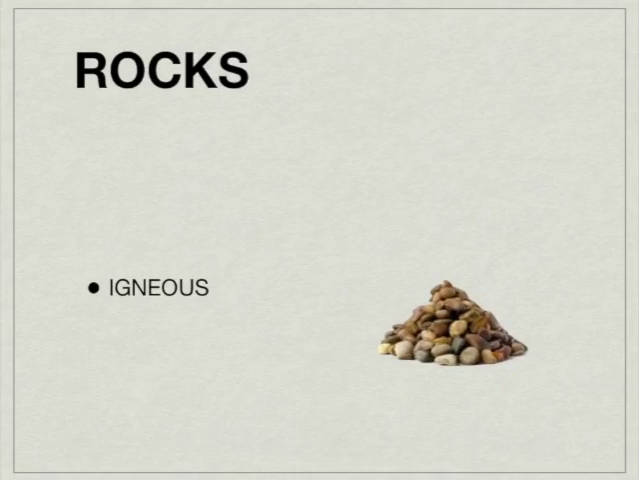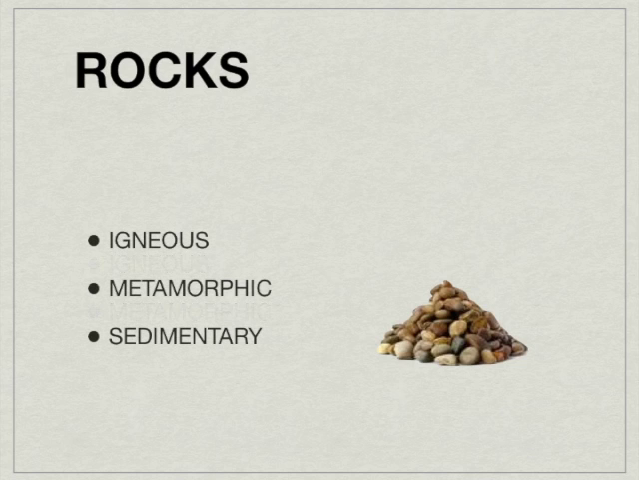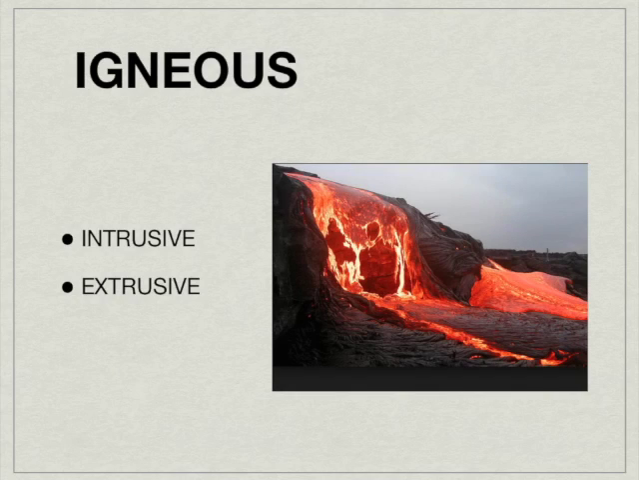All normal weight aggregates come from rocks, and rocks come in three basic types: igneous, metamorphic, and sedimentary. Let's take a look at each of these individually. Igneous rocks can be considered intrusive or extrusive. The difference is where the rock was formed. If the rock was formed below the Earth's surface, it's considered an intrusive igneous rock, and if it was formed above the Earth's surface, it is considered an extrusive igneous rock.